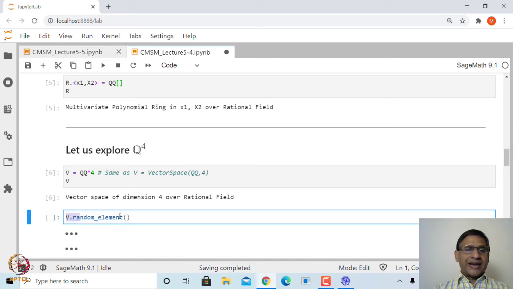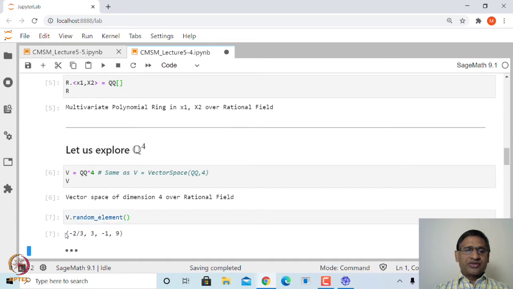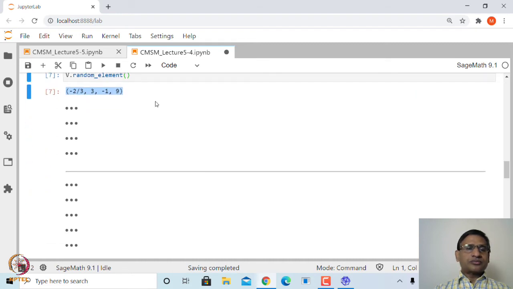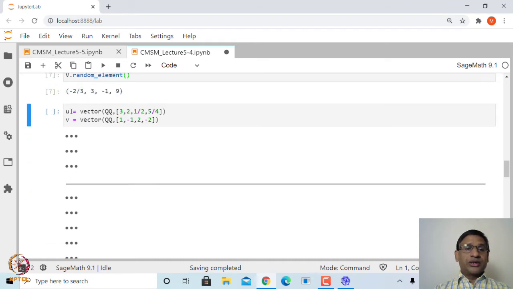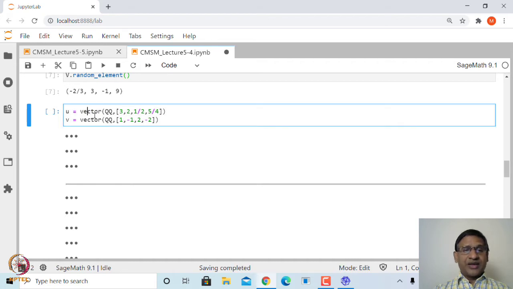You can find a random element in V, that is Q^4, by V.random_element(). If I execute this, this is a random element. Okay, right. So similarly, you can define a vector inside this vector space. By the way, any element in a vector space is called a vector, and an element of the field over which V is a vector space is called a scalar.